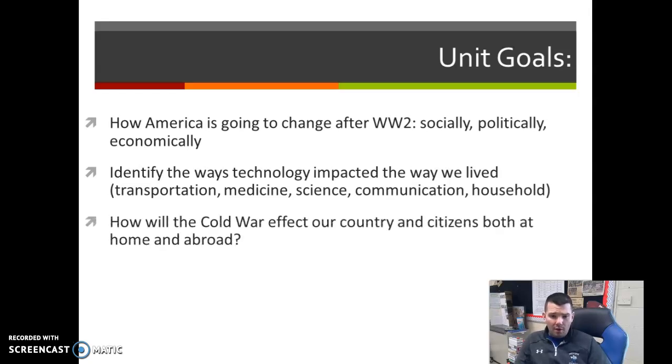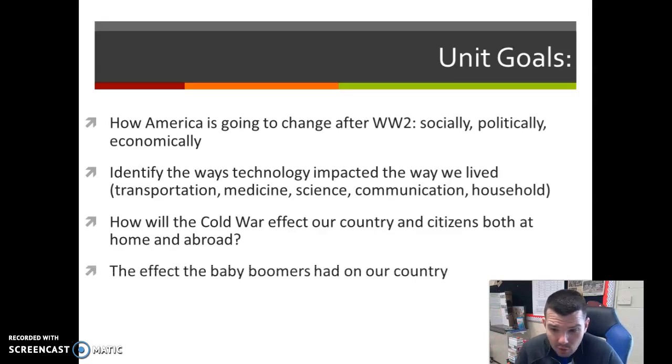Three, how will the Cold War affect our country and citizens both at home and abroad? How's the Cold War going to play out between the U.S. and the Soviet Union? What's it going to be like to live during this time, dealing with this rivalry? Four, the effect of the baby boomers on our country, that we'll get to from now until through May.